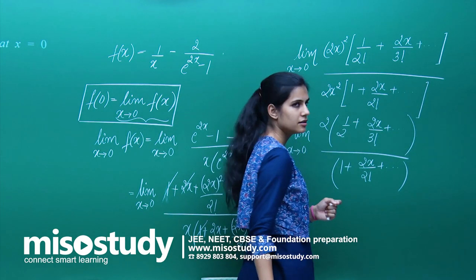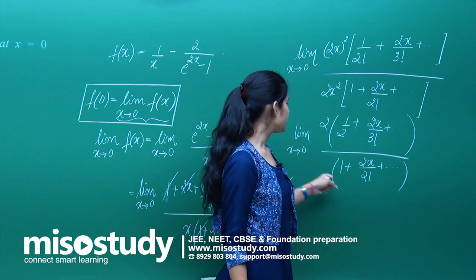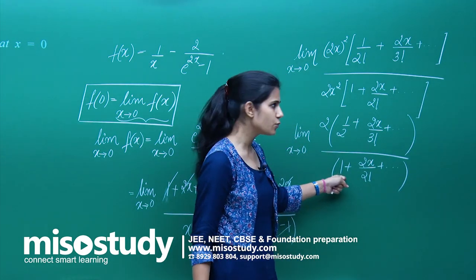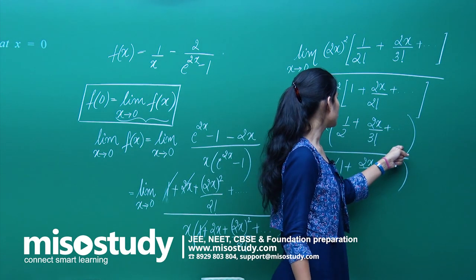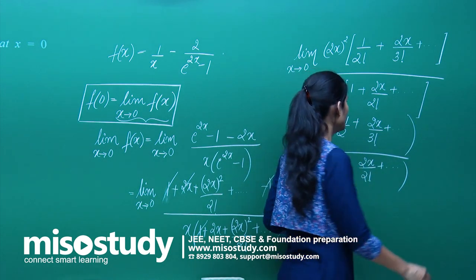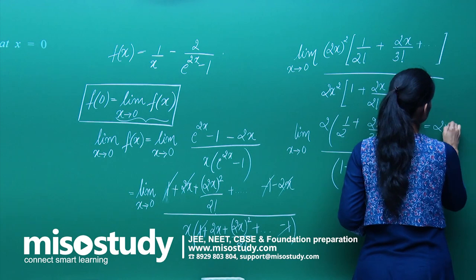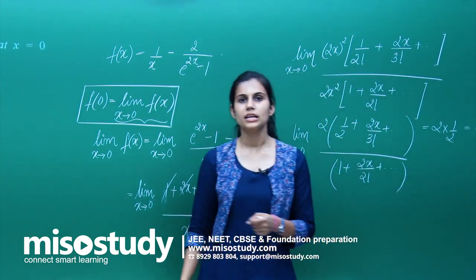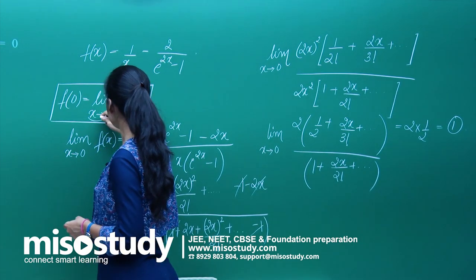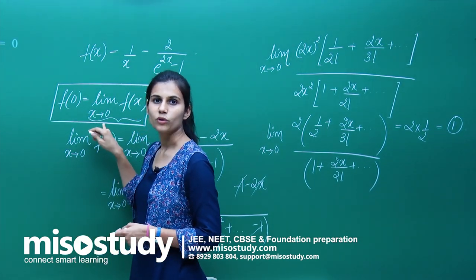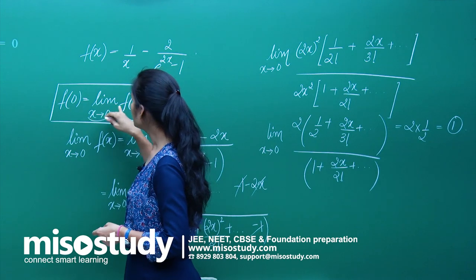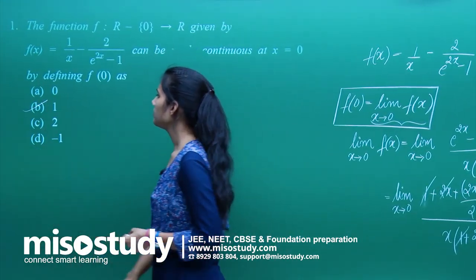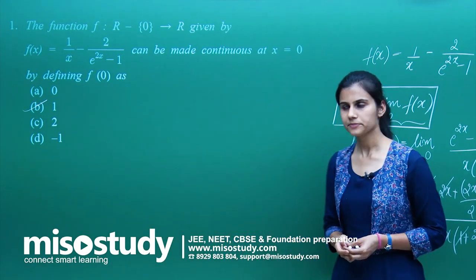Now see, as limit x approaches 0, this complete thing becomes 0 plus 1, that is 1. So denominator is 1. This complete thing becomes 0, so you're left with 1 by 2 plus 0. So eventually what you get is 2 into 1 by 2 whole upon 1, which is 1. And therefore the limit that you get for f(x) as x approaches 0 is 1. f of 0 should be equal to 1 for f to be continuous at x equals 0. And therefore option number B is the correct one.